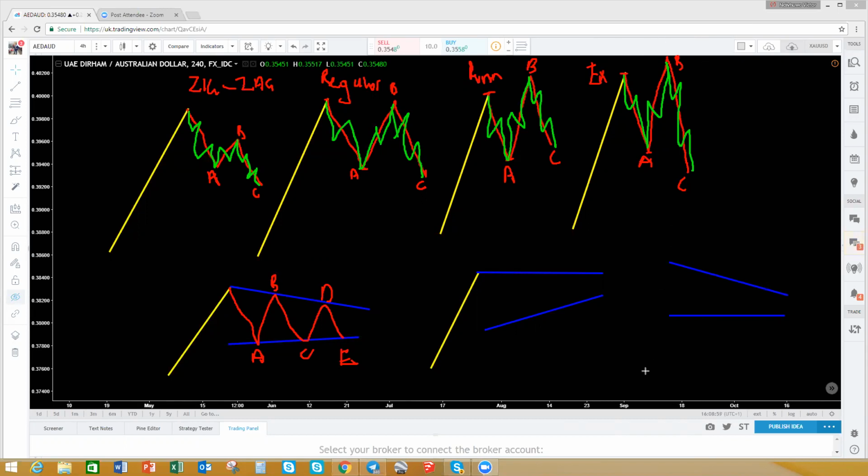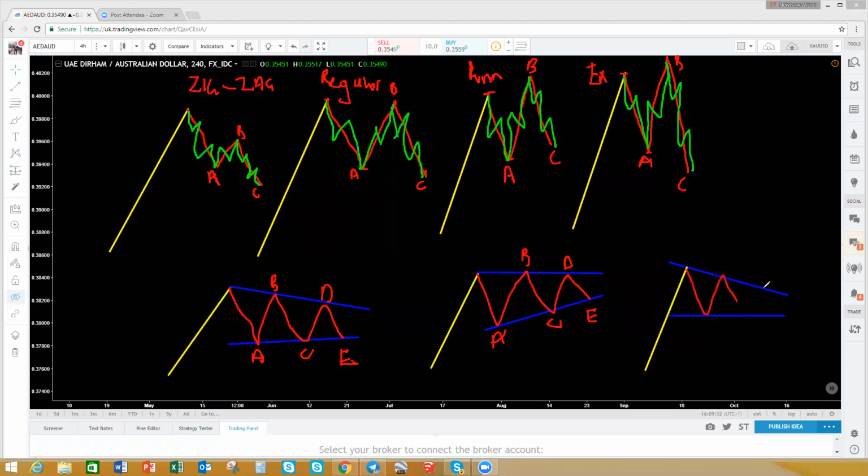And that completes all your corrective structures. This is all the corrective structures you can find. So you would see, I'll just complete this quickly. These are all the corrective structures you can find on the Elliot wave theory. All right, so the triangles are always going to be A, B, C, D, E. A, B, C, D, E. A, B, C, D, E.